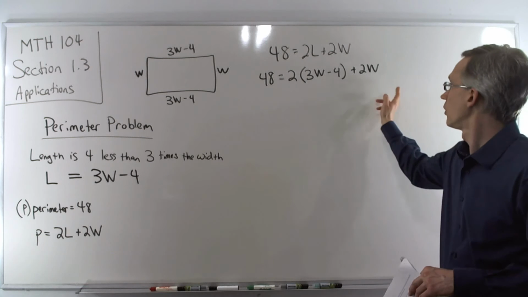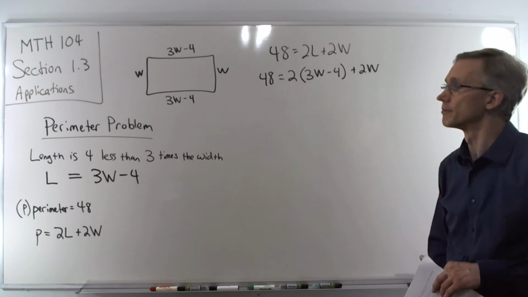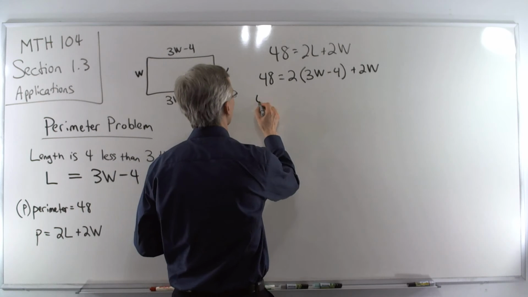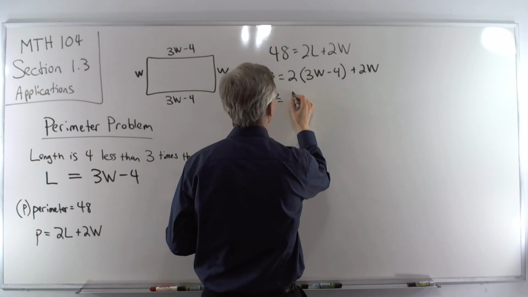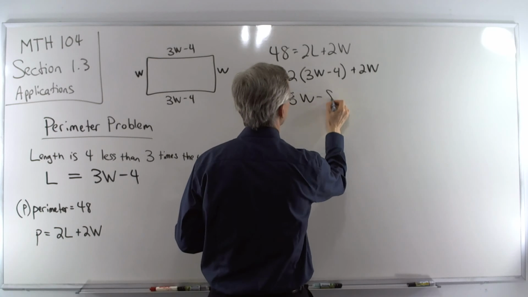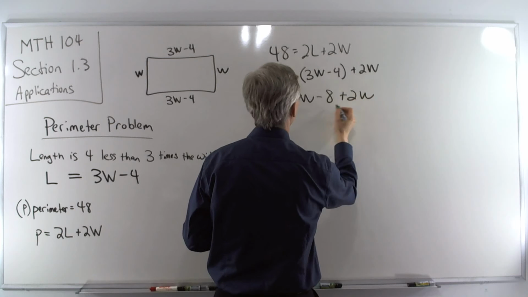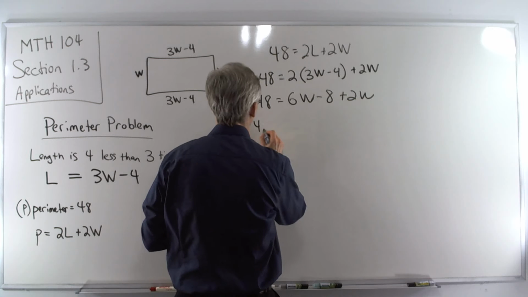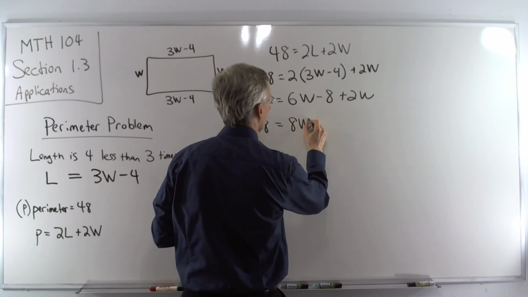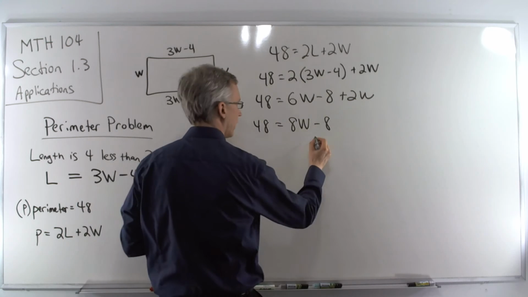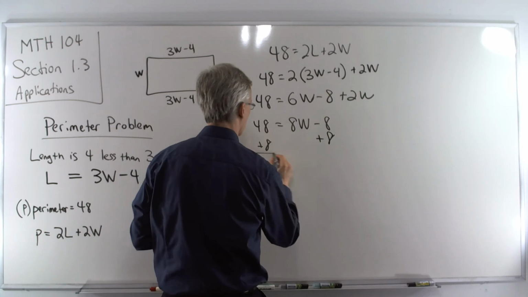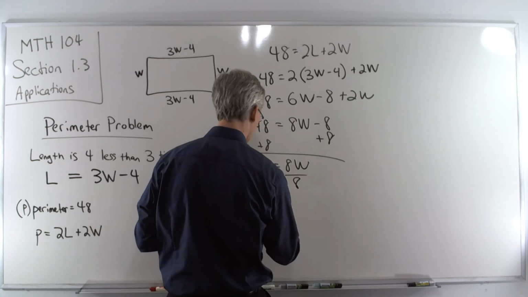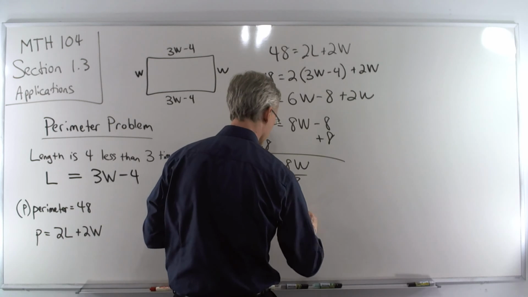And now we've got one equation with only one variable, W. So now we can solve it. So that's what we're going to do. Start by distributing. 2 times 3W is 6W. 2 times negative 4 is negative 8. And 2W on the end. Now we can combine like terms, 6W and 2W. So it's 8W minus 8. Add 8 to both sides. We get 56 equals 8W. Divide by 8 on both sides. And W equals 7.